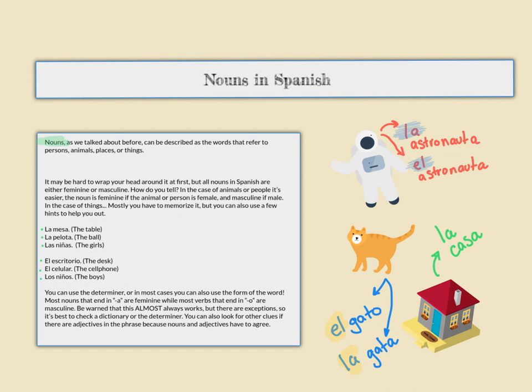Now, in the case of things that don't have gender naturally, for example, a house or a car or a table, you may look at it and think, well, there's nothing really that makes that house female or feminine, but that house is in fact what we consider a feminine noun. How can you tell with most words like that? To be honest, it's mostly memory.